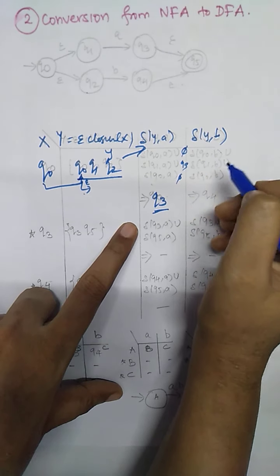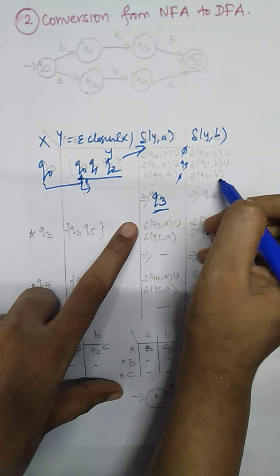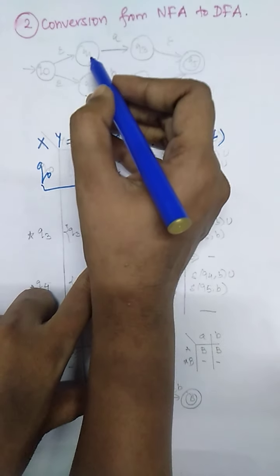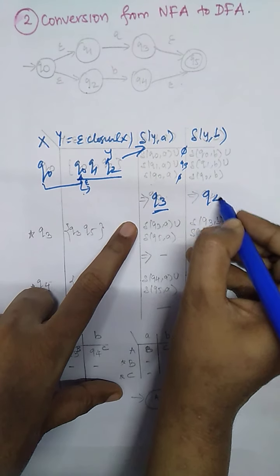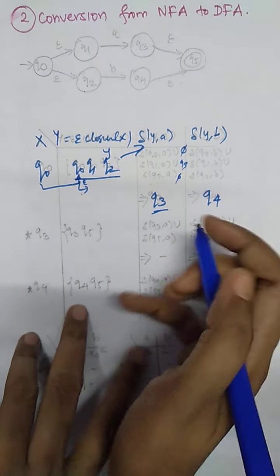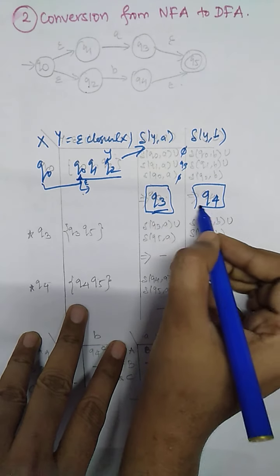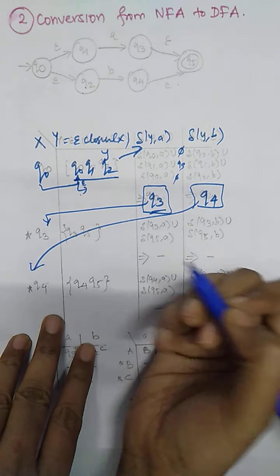Next, y on B. So Q0 on B, union Q1 on B, union Q2 on B. Q0 on B, no transition. Q1 on B, no transition. Q2 on B goes to Q4. So this will be your output. Now, what will be the next step? We have to consider only these two states. So here we are considering Q3 and then we are going to consider Q4.